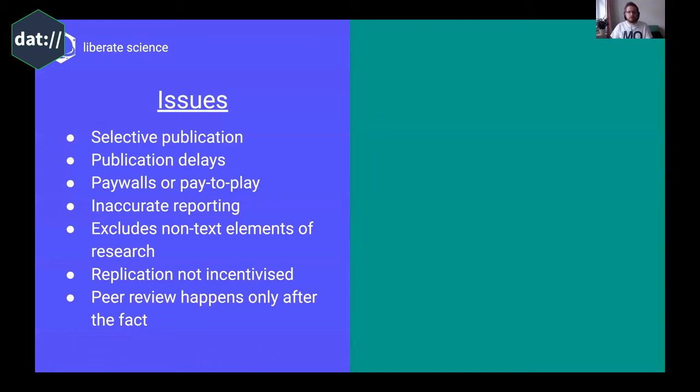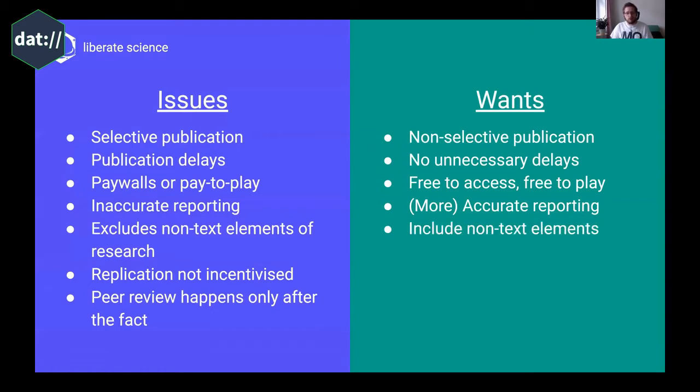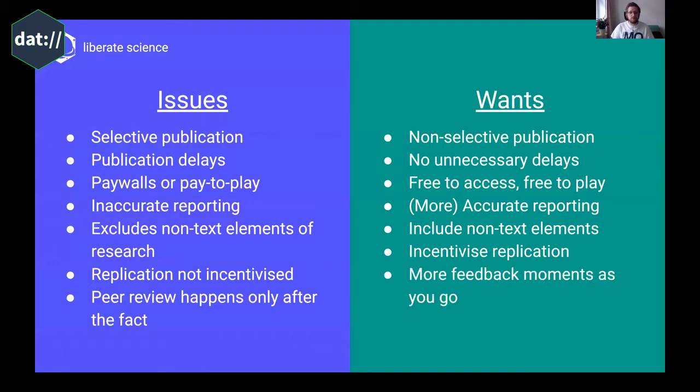And if we take these issues and flip them around, they actually provide us with a set of wants for the peer-to-peer commons. From the peer-to-peer commons, we would want non-selective or complete publication regardless of results, faster publishing with no unnecessary delays, free to access and free to play, more accurate reporting, inclusion of non-text elements like code and data, incentivized replication, and more feedback moments as you go along the research process.